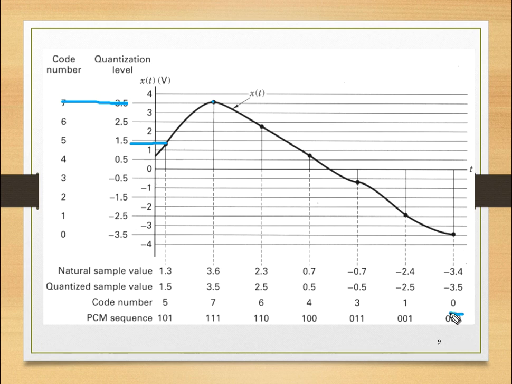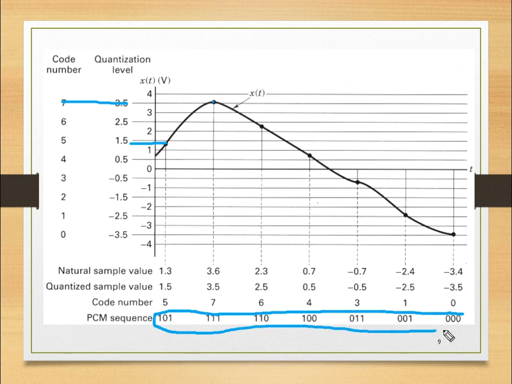So after you do all this, after you do the same process to all the points, you end up getting this binary sequence. And we call it the PCM sequence, pulse code modulation sequence. This is a sequence of zeros and ones that represents this message.